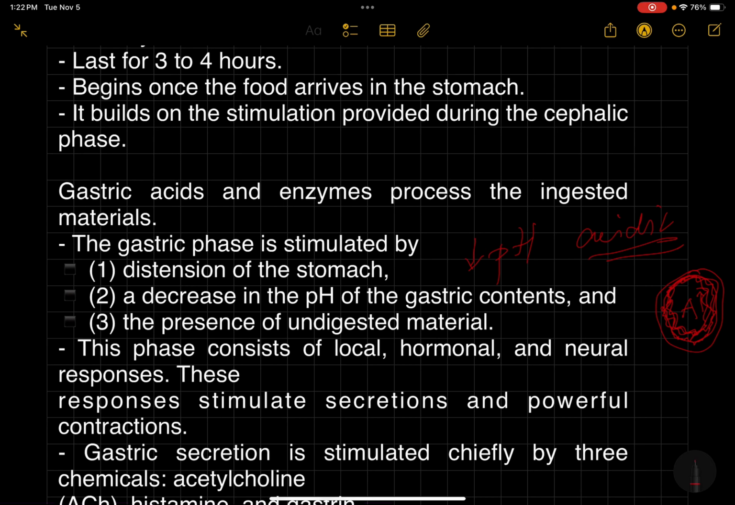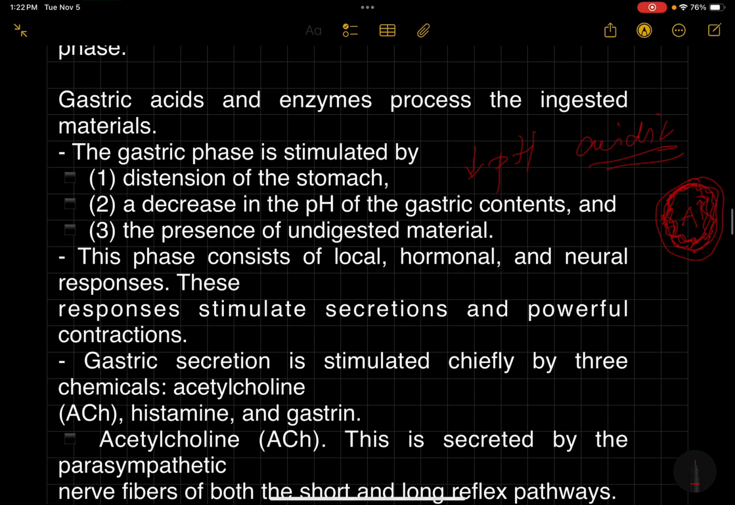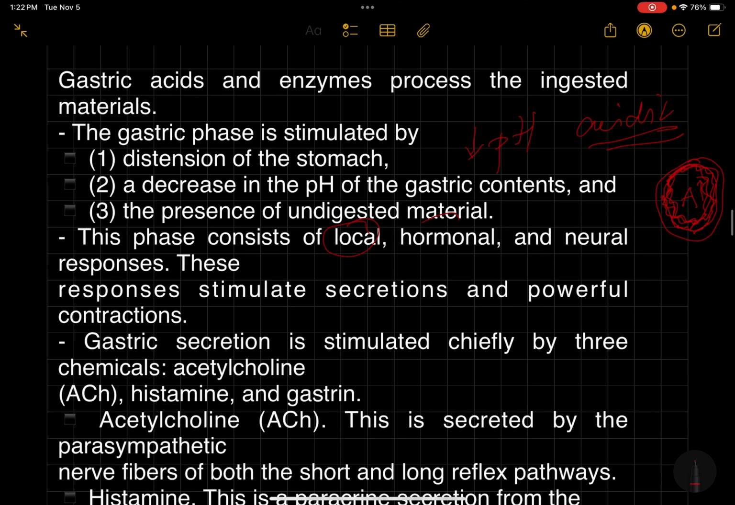So the phase consists of local, hormonal, and neural responses, and these responses stimulate secretion and powerful contraction. Local, you are hungry. Hormonal, especially for girls, if you're craving something, if you have PMS or you are having your monthly period, you usually crave food. And the neural responses.